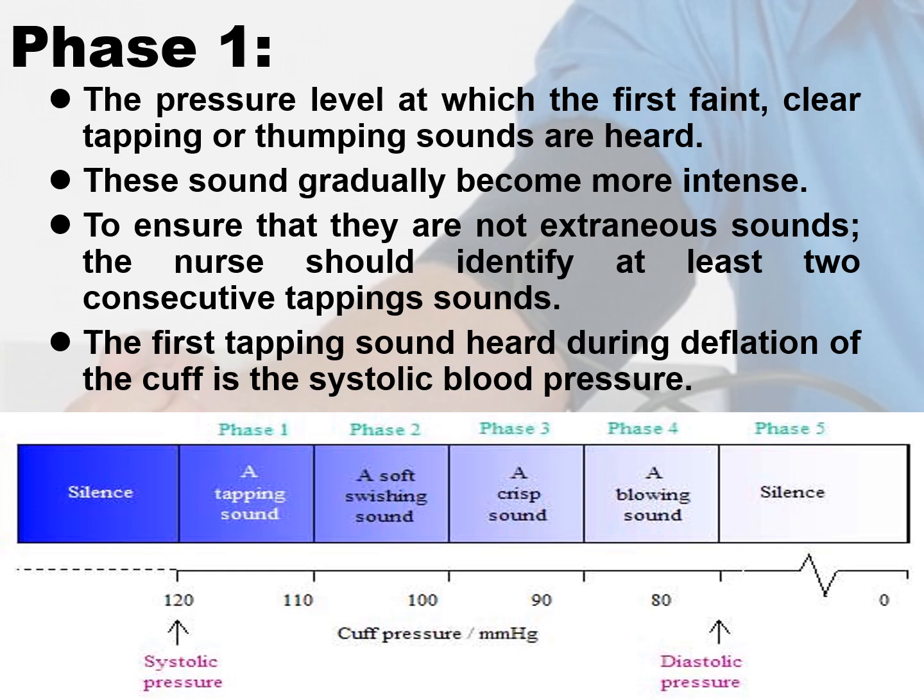Phase 1 is the pressure level at which the first faint, clear tapping or thumping sounds are heard. These sounds gradually become more intense. To ensure that they are not extraneous sounds, the nurse should identify at least two consecutive tapping sounds. The first tapping sound heard during deflation of the cuff is the systolic blood pressure. So if it goes from silence to the tapping sound, that would be your systolic pressure.